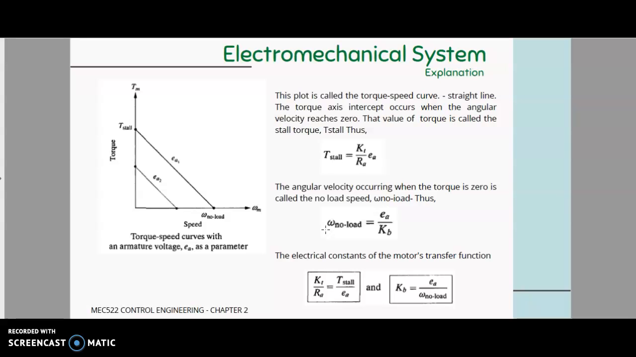I hope you can understand the concept of the electromechanical system. The idea for how to understand this concept is that you can watch the video more and more, and then you can write down and take notes. So hopefully you can understand the concept of the electromechanical system. Okay, that's all for this video.